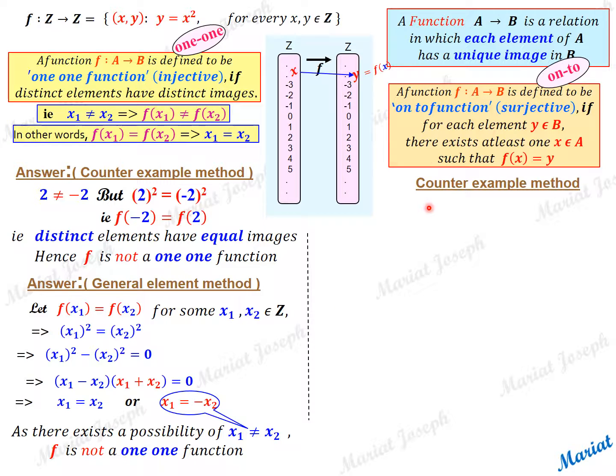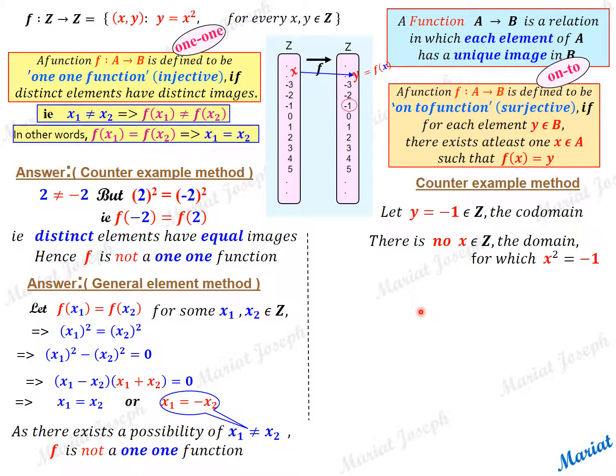But here we noticed -1 is an element of the codomain, but there is no x in the domain whose square is equal to -1. Hence, it goes as a counterexample to this definition. So f is not an onto function.